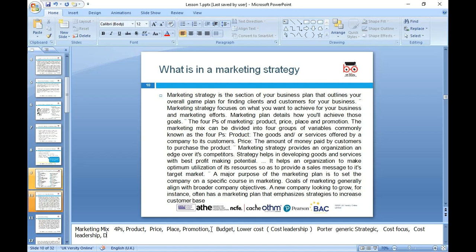and the third can be differentiation focus, and differentiation leader, where every product of yours is different from your competitor's. So these are four strategies. What do you want to be?